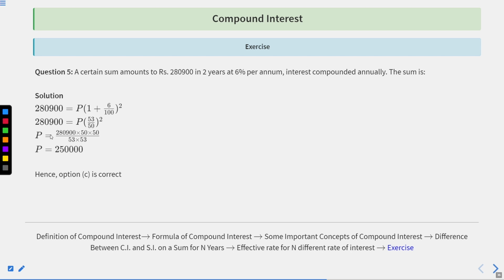So when you substitute the values, you will have 2,80,900 equal to principal times 1 plus 6 upon 100 whole square. It will be 2,80,900 equal to principal times 53 upon 50 whole square, which gives 2,50,000, which is the principal amount. So the option correct here is option C.